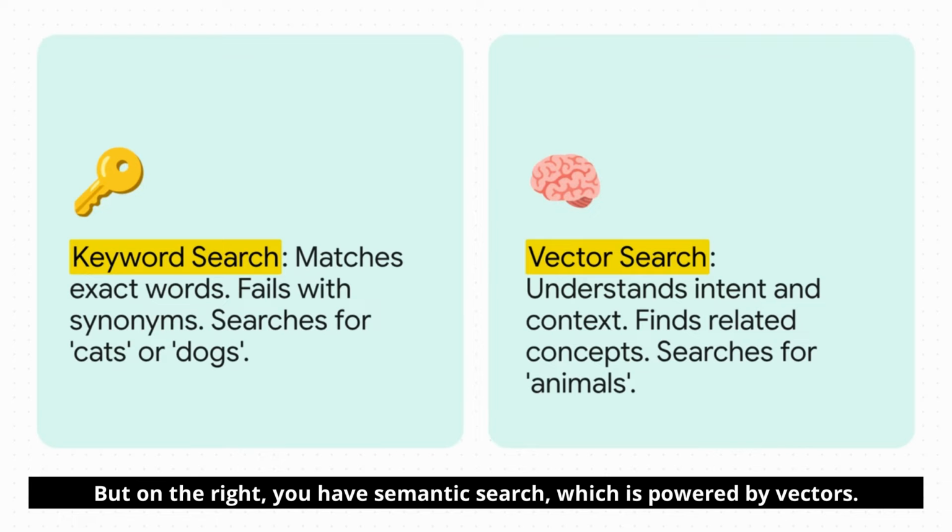But on the right, you have semantic search, which is powered by vectors. It understands your intent. You can search for feline friends, and it knows you want cats. You can search for animals, and it's smart enough to find things about cats and dogs. It is a huge leap from just matching words to actually understanding meaning.